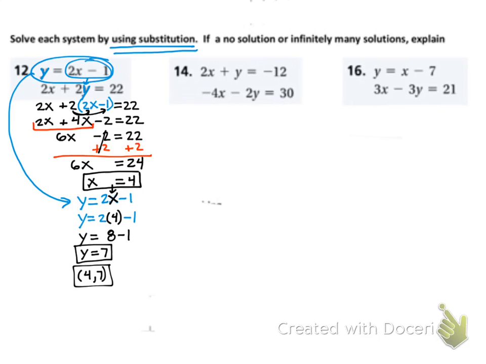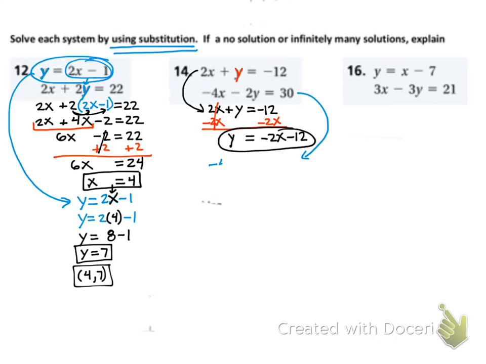The next equation, we don't have it solved for y. So for that first expression of 2x plus y is equal to -12, I'm going to solve that one for y, and the only reason I solve for y is because it has the easiest, lowest coefficient, which is 1. So I subtract 2x from both sides, and from that first expression I get the following equivalent statement, y equals -2x minus 12.